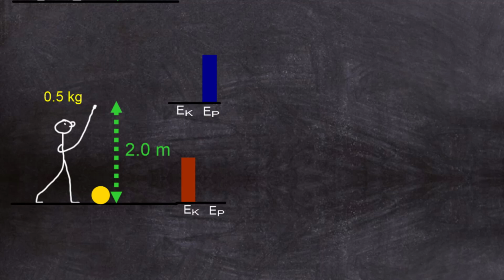Now, conservation of energy means that if there's no friction involved, no air friction or no loss of energy with the sound, the kinetic energy the ball will have at the bottom of its journey will be exactly equal to the potential energy it has at the top of its journey. What happens midway? Well, midway we're going to get a split in the energies. You can see that we're going to have half kinetic and half potential energy.